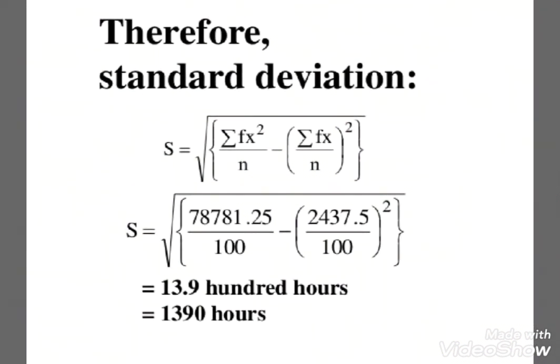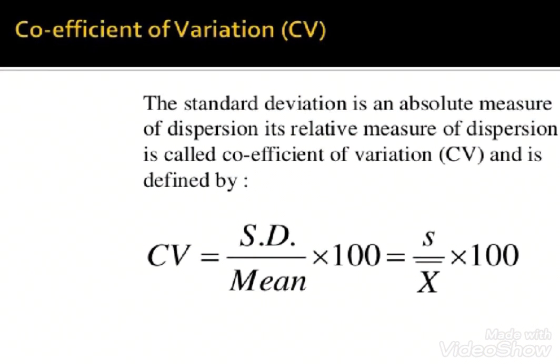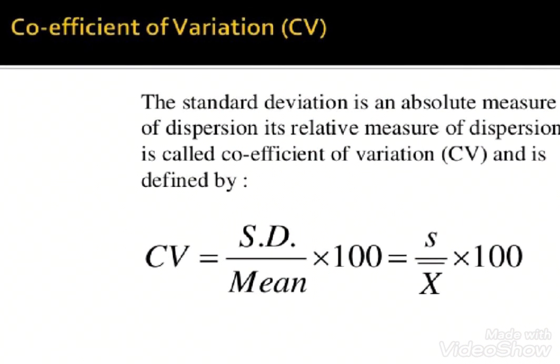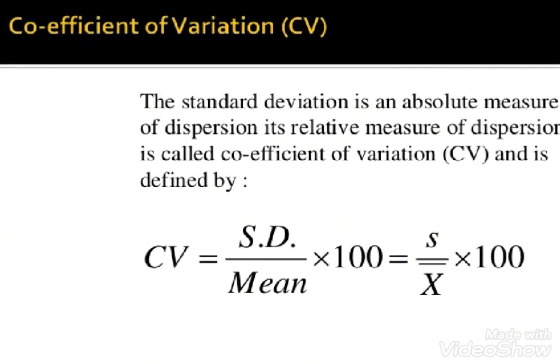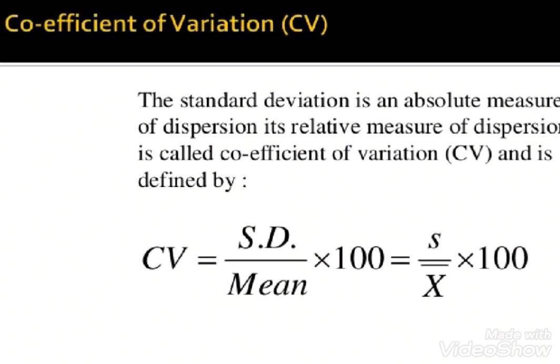Now we will see the coefficient of variation. The standard deviation is an absolute measure of dispersion. Its relative measure of dispersion is called the coefficient of variation and is defined by CV equals SD by mean into 100. So this is the formula for calculating your CV. Your SD is nothing but the absolute measure of dispersion.